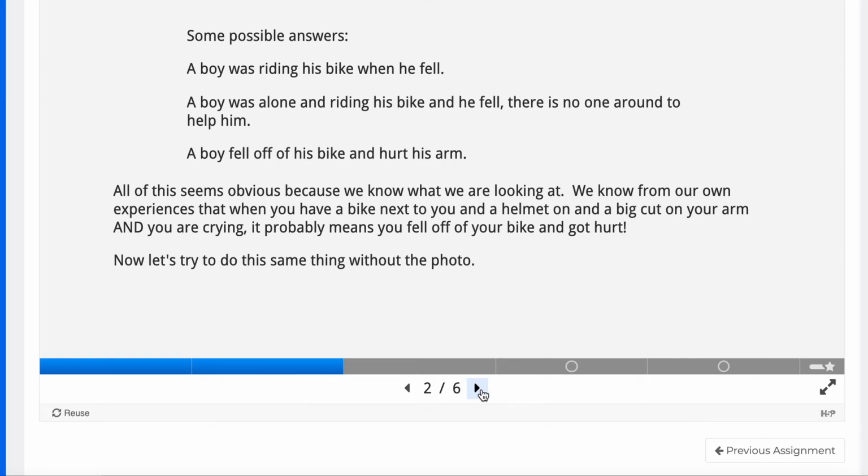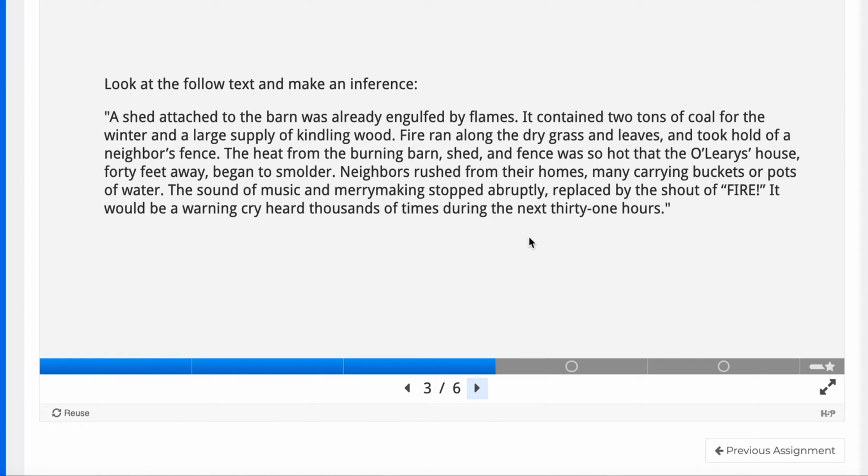So that's what we're doing when we're making inferences when we're reading. It's similar, only we don't have pictures to look at. So let's go back to what we read with the barn engulfed by flames and make some more inferences.